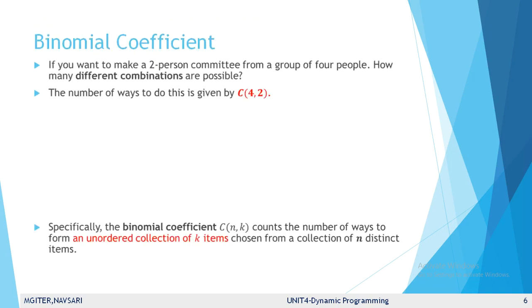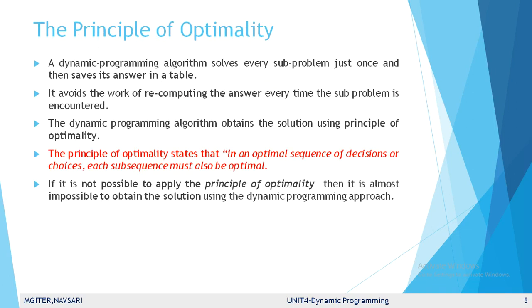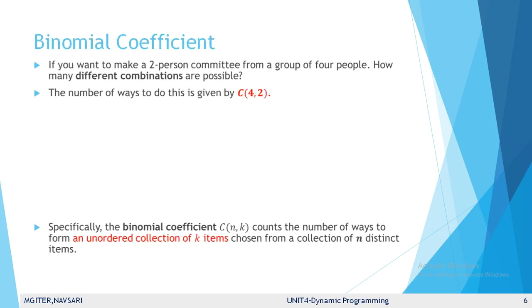Now, next we see the binomial coefficient. Now, what is the binomial coefficient? Computing the binomial coefficient is a typical example of applying dynamic programming. In mathematics, particularly in combinatorics, the binomial coefficient is the coefficient of any term in the expansion of (a + b) raised to n. It is denoted by C(n, k).